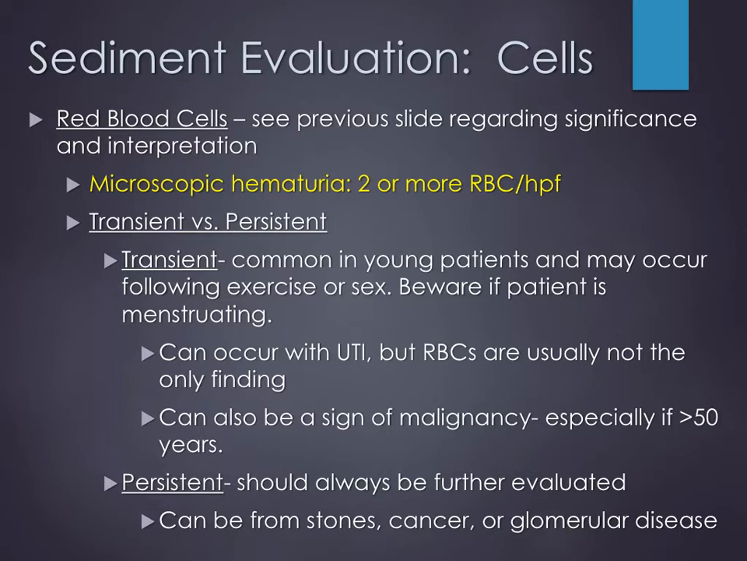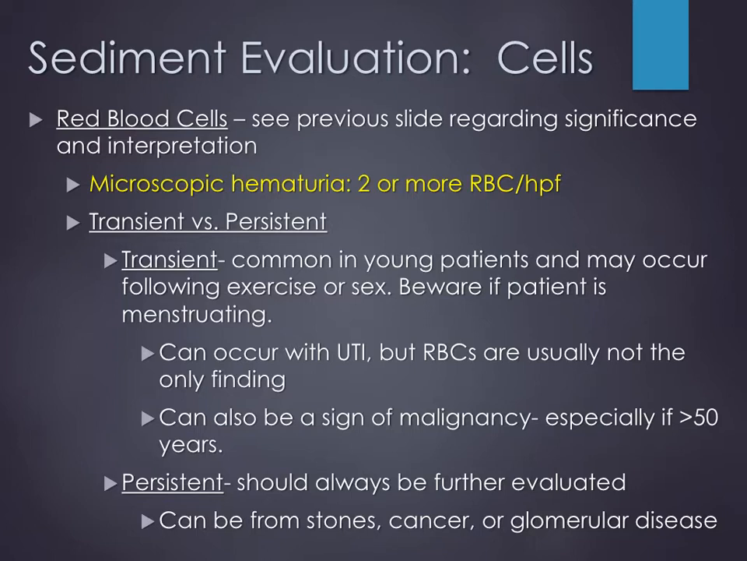When we're examining the sediment of urine, one of the things that we're always looking at are the cells. Now, red blood cells we can certainly see in the urine, and we talked a little bit about the evaluation of that on the gross assessment, which was in the previous presentation. But microscopic hematuria is actually defined as 2 or more red blood cells per high power field.